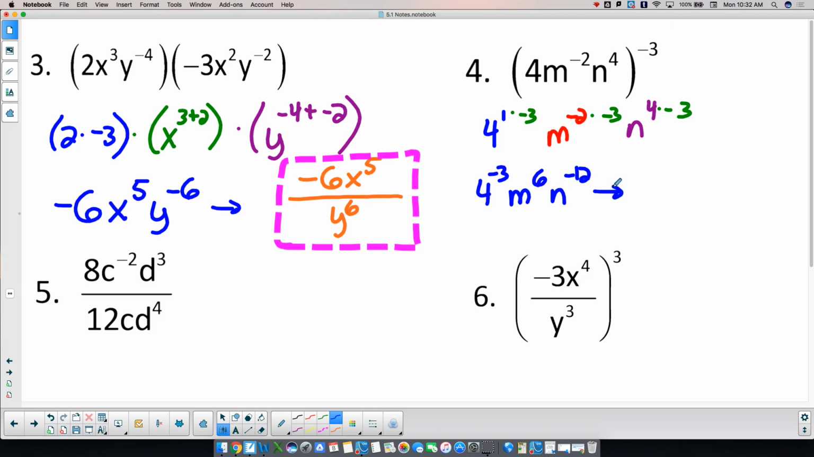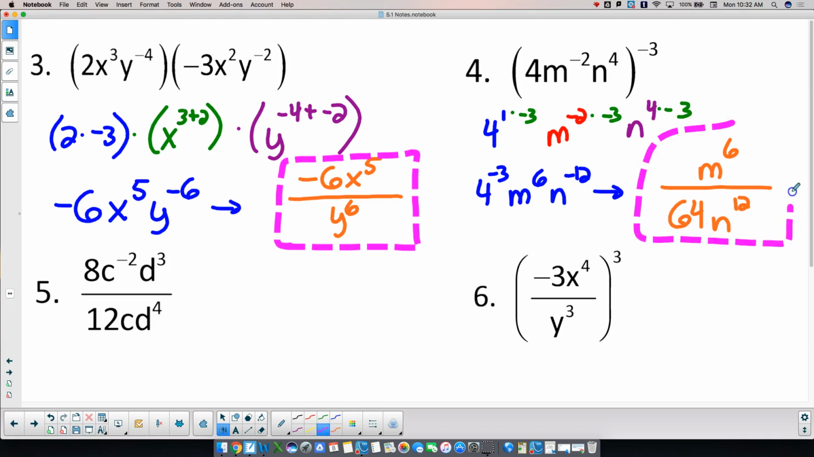Okay. 4 to the negative 3 power. That means that one's going to the bottom and becoming 4 cubed down there. Well, 4 cubed is 4 times 4, which is 16, times 4 more is 64. So that becomes 64 down on the bottom. M to the 6th, that's positive. That stays up on top. N to the negative 12th becomes positive by moving it to the bottom. And I get that as my final answer. Questions on that one?